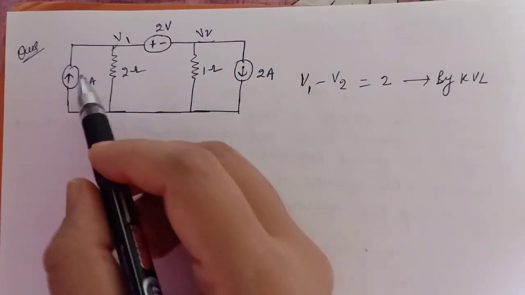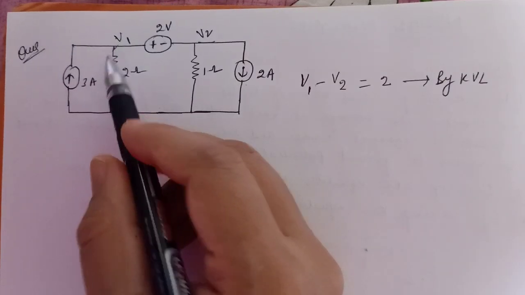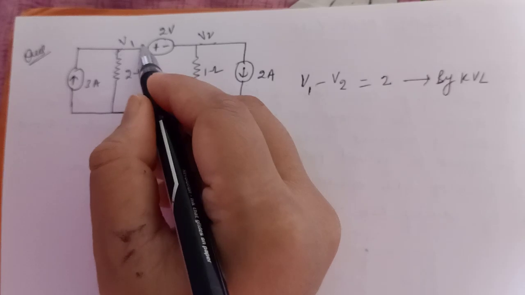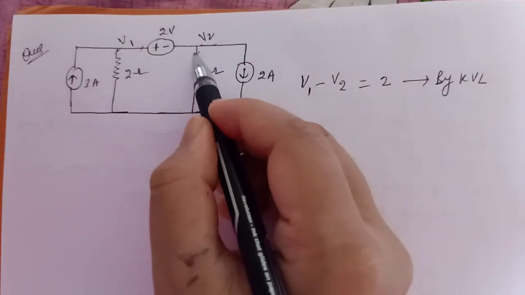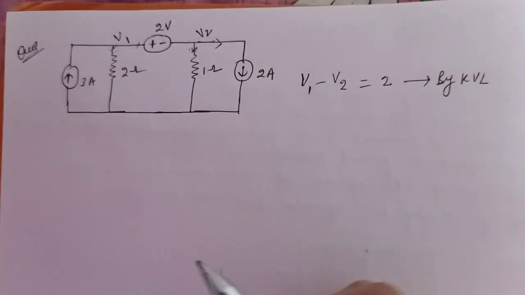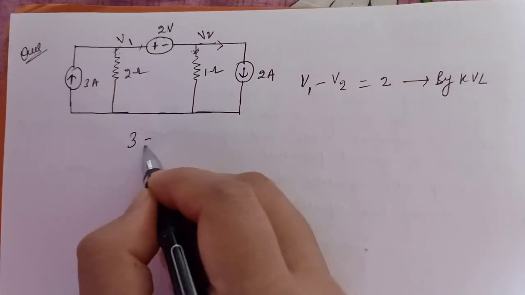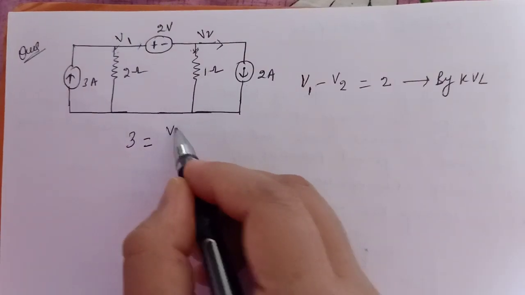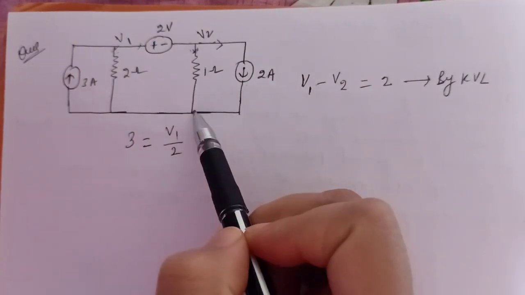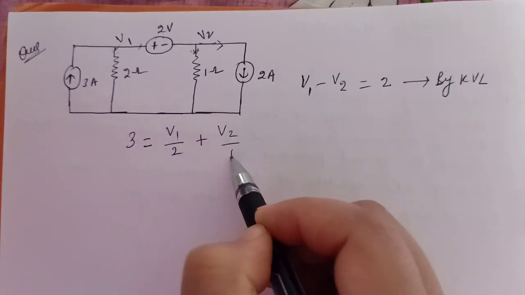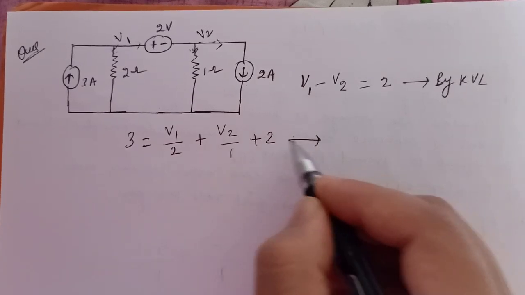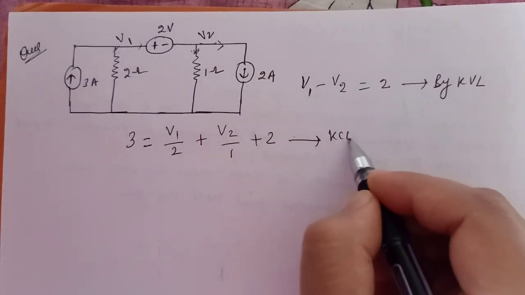So by applying KCL, 3 is the incoming current, and let's say the outgoing currents are one current here and one current here. Whatever current is flowing here is this current plus this current. Clear? So 3 is the incoming current. The outgoing current will be V1 by 2, plus this current V2 by 1, plus 2 ampere. This is another equation, and this is by KCL.